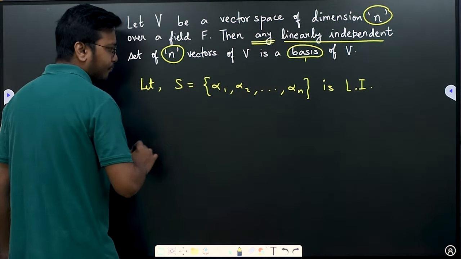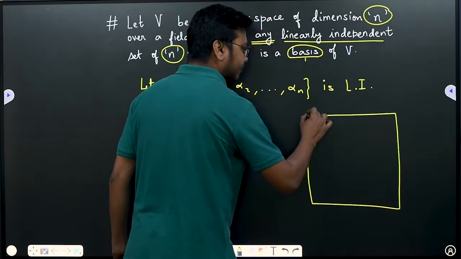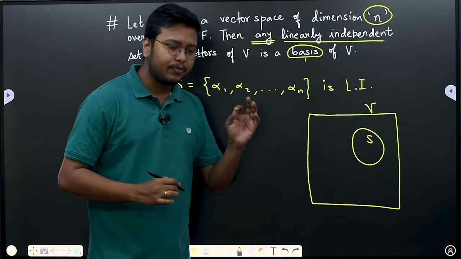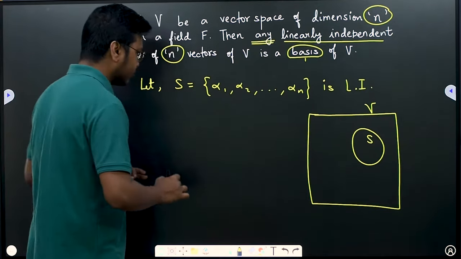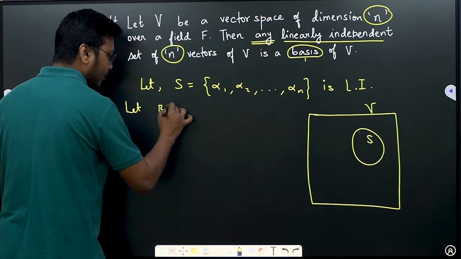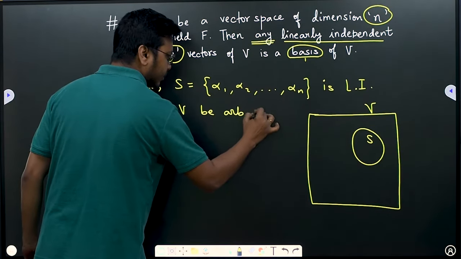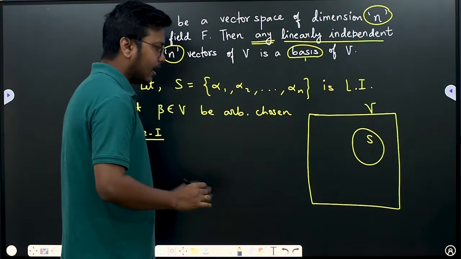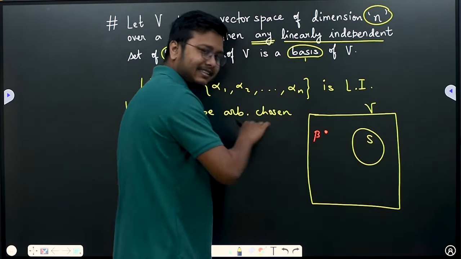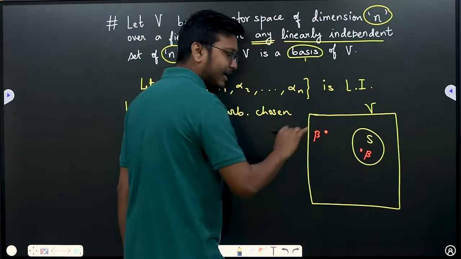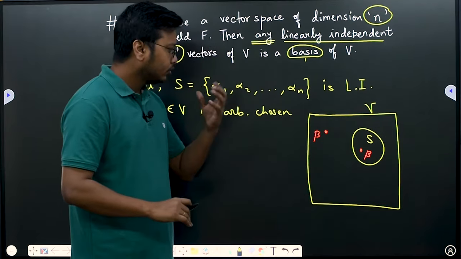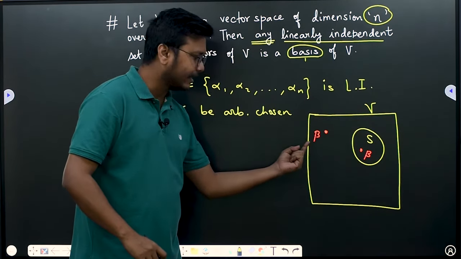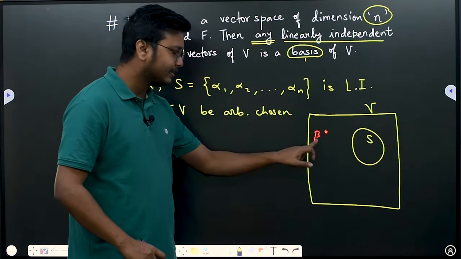All right. Let me draw a diagram here: if this is my vector space V, I have constructed a set S. Now I am taking an arbitrarily chosen element from the vector space V. So let beta belong to V be arbitrarily chosen. Now two things can happen. Whenever I choose beta arbitrarily, either beta is outside the S set, or maybe beta is inside the S set. So initially, in case number one, let me consider that beta is not one of the elements of the S set. It is lying outside the S set. Let me consider this is happening.